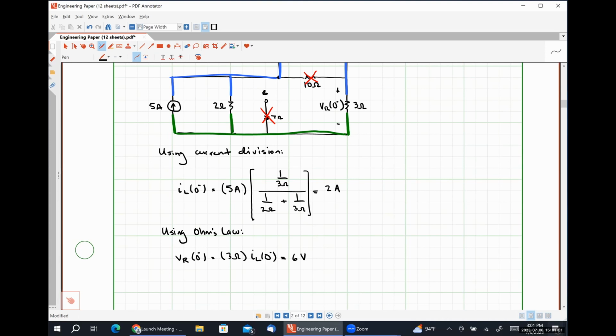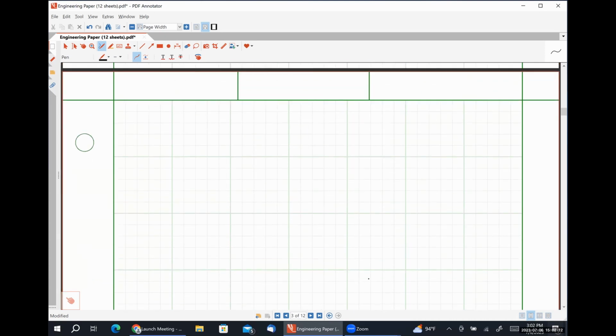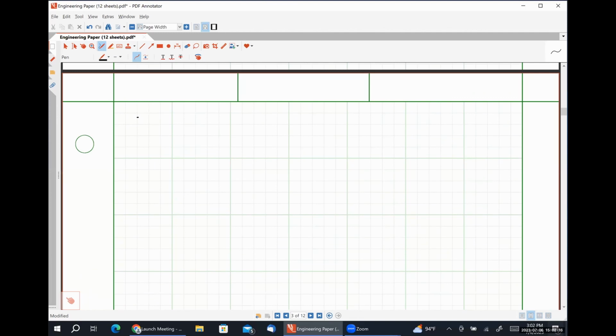Before we move along to our next step, any questions about the analysis for this particular part? All right. So, assuming we're all on the same page there, we move on to step number 2. Analyze the circuit at T equals 0+.